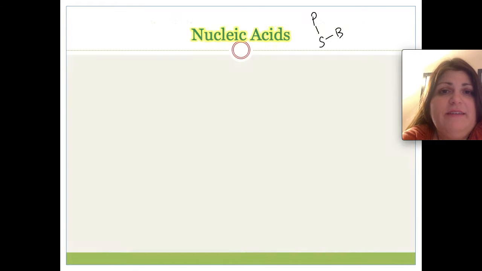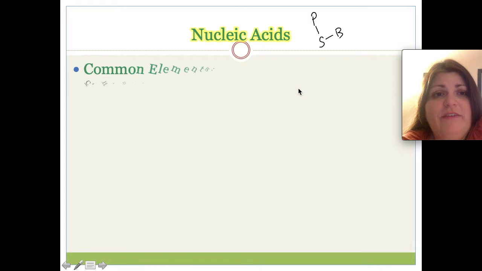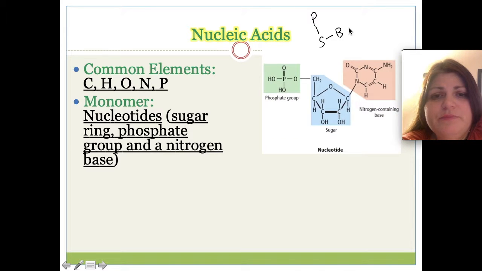of the nucleic acids. If we look for our common elements, we see, of course, that we have carbon, oxygen, and hydrogen. We also have phosphorus and nitrogen, so we're looking at 5 common elements. Our monomer, as I mentioned, is a nucleotide, which has a sugar, a phosphate, and a nitrogen-containing base.